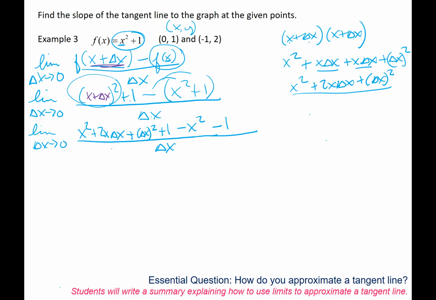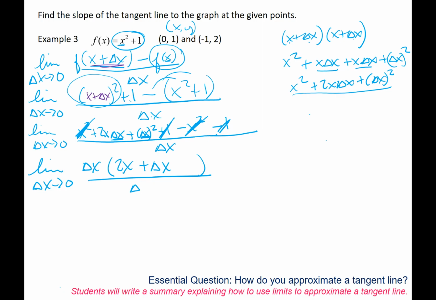All right, what's going to cancel? A 1, and I also heard that x squared cancels, right? The benefit to that is now can't I take out a greatest common factor? Because our goal is to be able to cancel that delta x, isn't it? So the limit as delta x approaches 0. I'm taking out a delta x. In this piece here, I'm left behind with a 2x. And in that piece I have a delta x left behind. Delta x all over delta x.